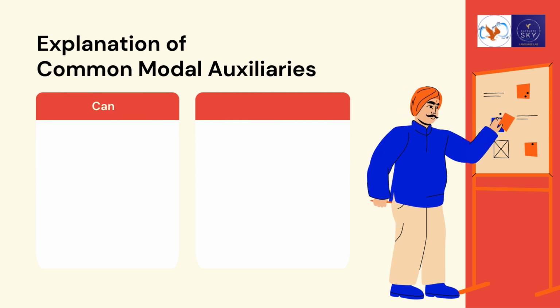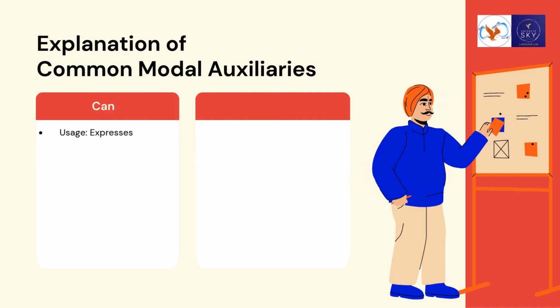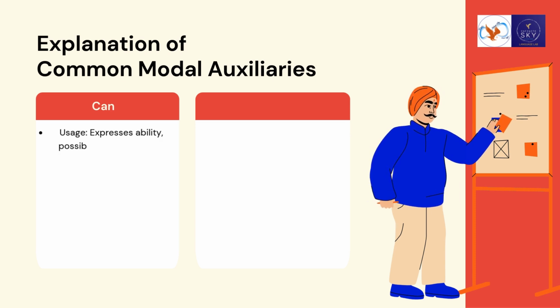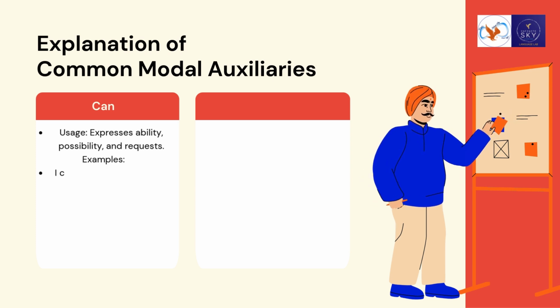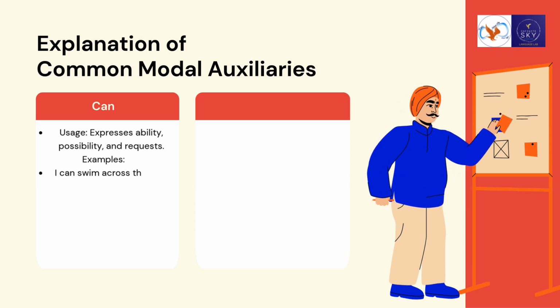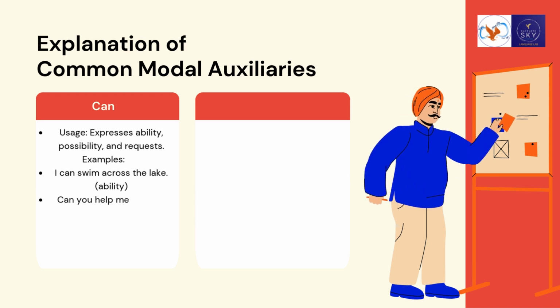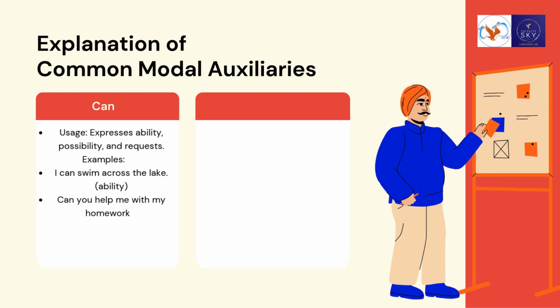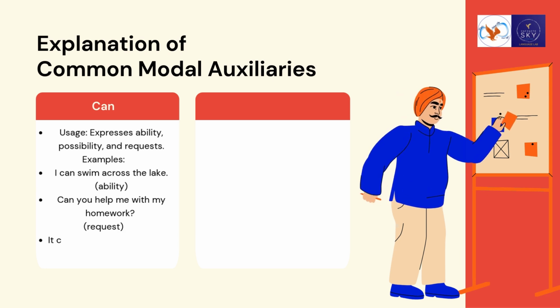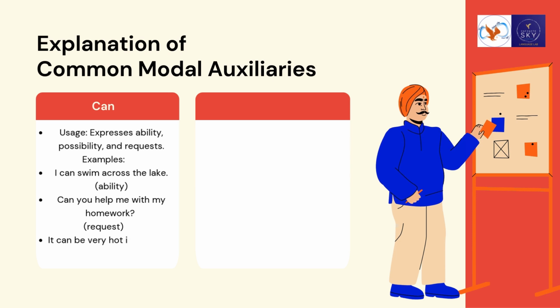First up, can. This modal shows ability, possibility, or makes polite requests. For instance, I can swim across the lake shows ability. Can you help me with my homework? Is a request. It can be very hot in summer expresses possibility.